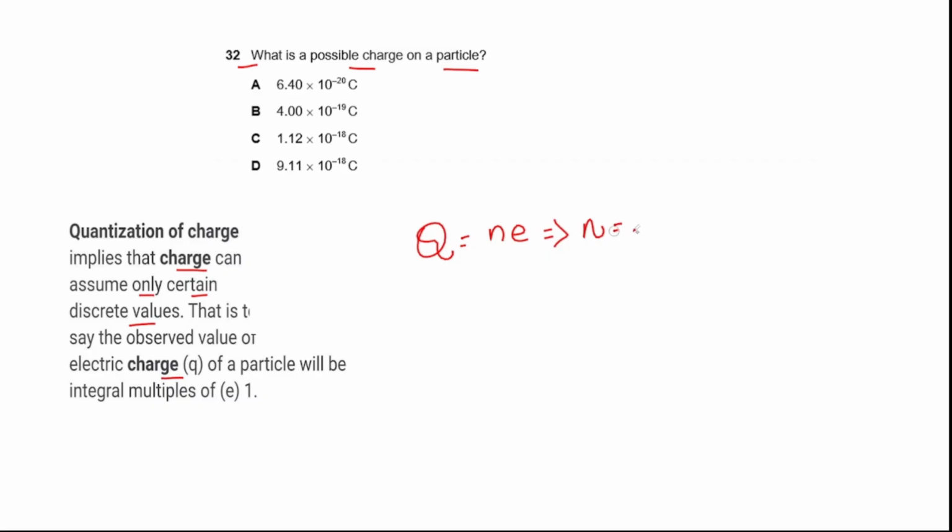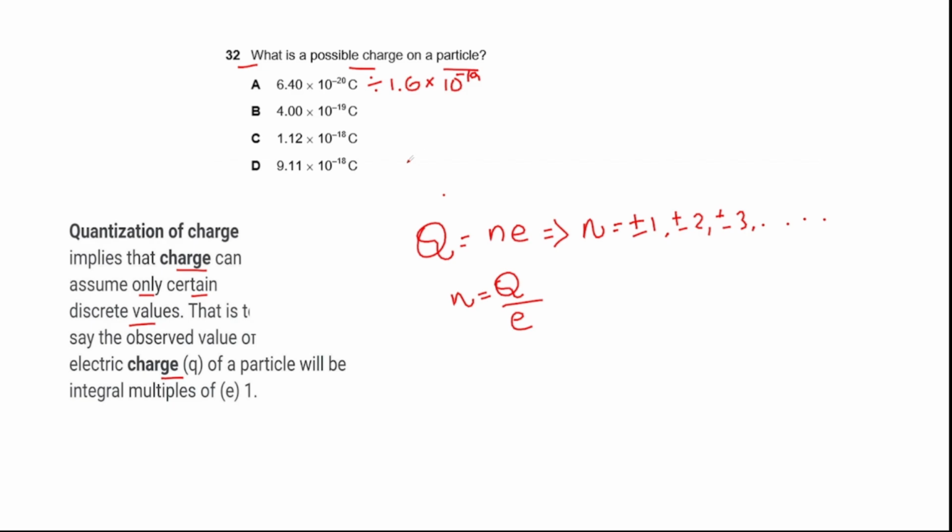So n is always plus or minus 1. It could be plus or minus 2. So any discrete values, like any whole number. So n would be equal to Q divided by e. So you just need to divide each of the values with the charge of an electron, which is 1.6 multiplied by 10 to the power of negative 19.